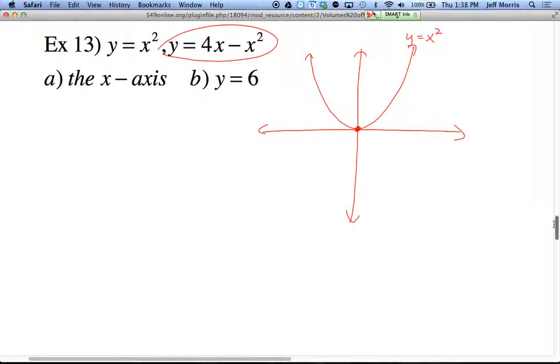Now I need to think about that one. 4x minus x squared. I know it's a parabola opening down. So here's what I'm going to do. I'm going to see where it crosses the x-axis. I'm just going to real quick check and see where it crosses the x-axis. So I'm going to set it equal to 0. Factor out an x. We're going to get 4 minus x. So it crosses the x-axis at 0 and at 4.